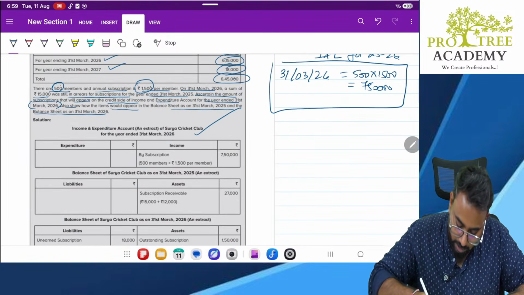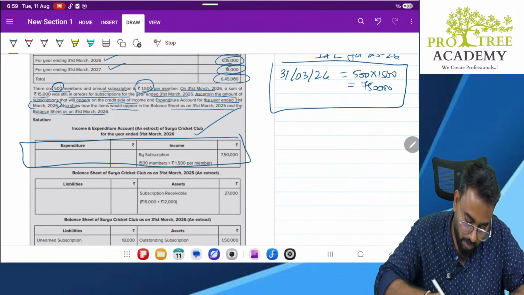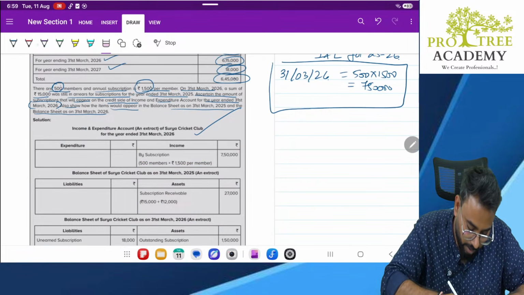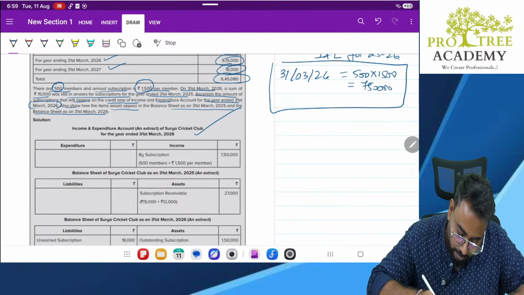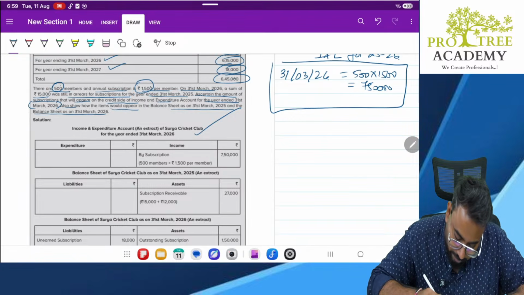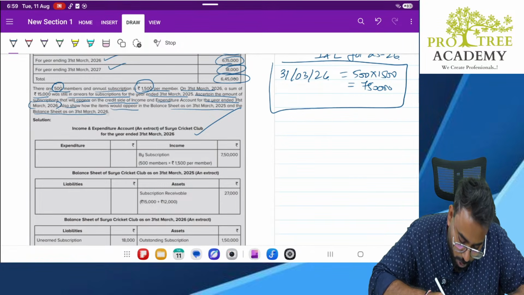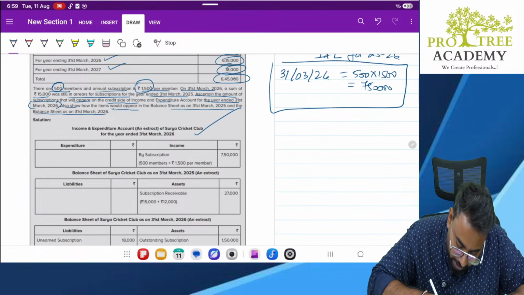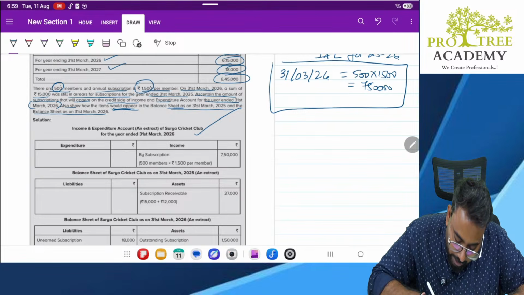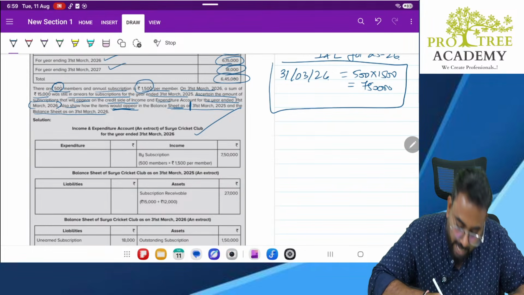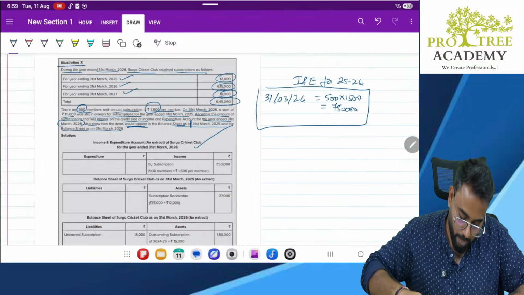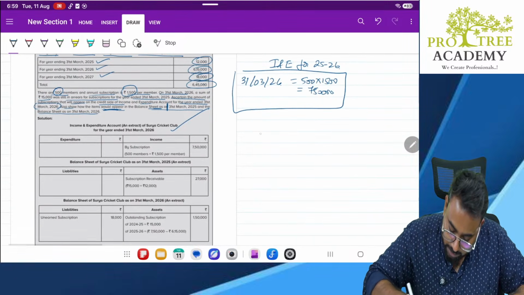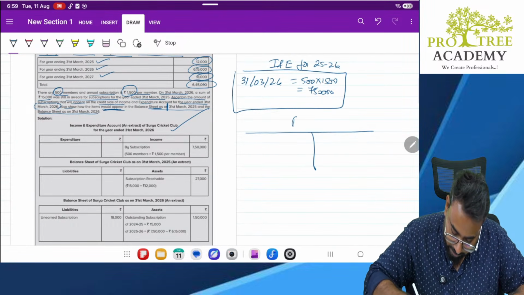This is upper. Okay, same thing. Clear? Next, what they have asked. Also show how the items would appear in the balance sheet as on 31st March 2025 and as on 31st March 2026. Okay, simple. If this is your balance sheet, let's take.